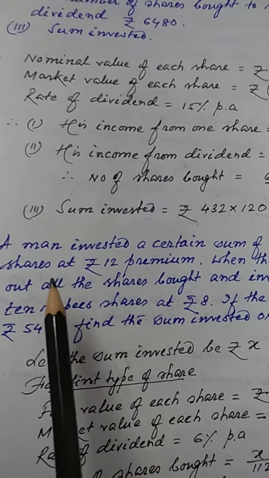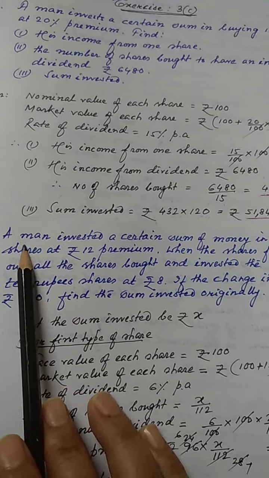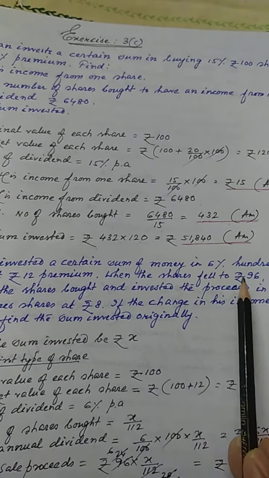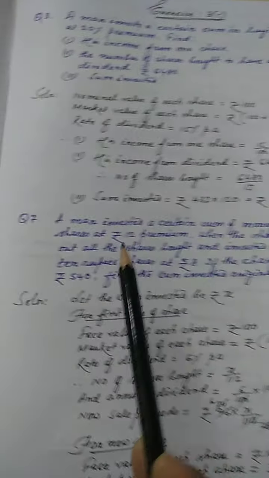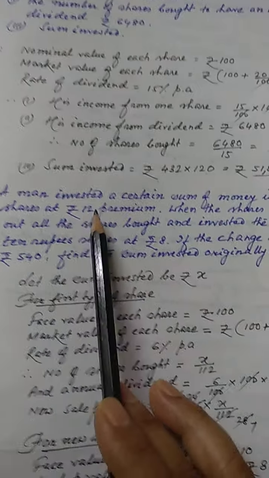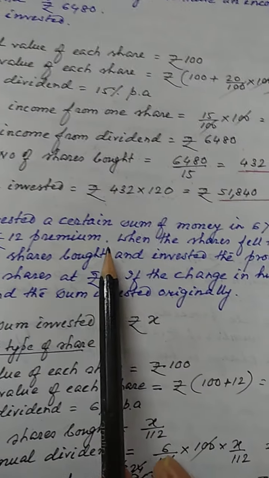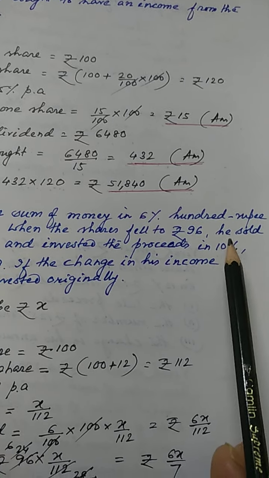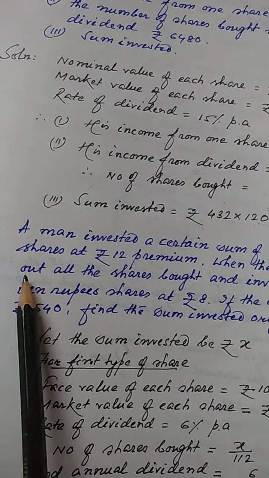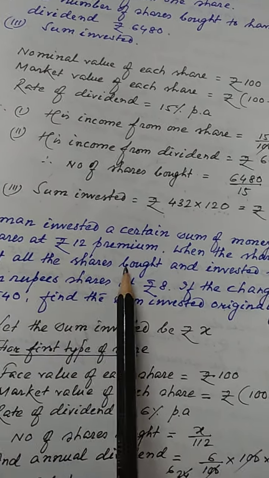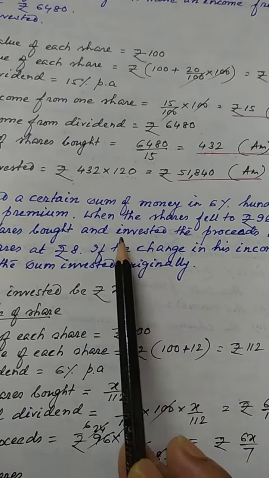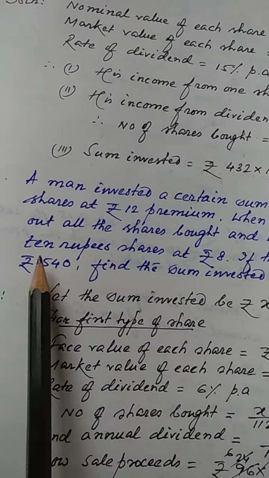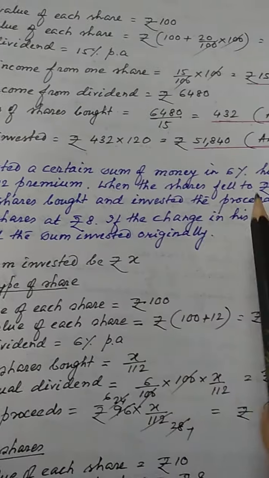Now sum number 7. A man invested a certain sum of money in 6% 100 rupee shares at rupees 12 premium. When the shares fell to rupees 96, he sold out all the shares bought and invested the proceeds in 10% 10 rupees shares at rupees 8.